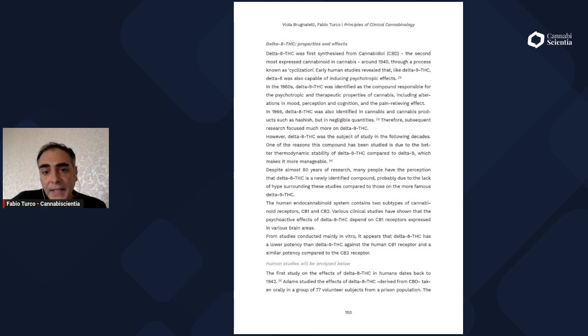Despite almost 80 years of research, many people have the perception that delta 8 THC is a newly identified compound, probably due to the lack of hype surrounding these studies compared to those of the more famous delta 9 THC. Indeed, I've also seen some journal articles that talk about this newly identified cannabinoid, but it's not true. Indeed, it was one of the first identified. It was identified even before Δ-9-THC, but it was less studied.